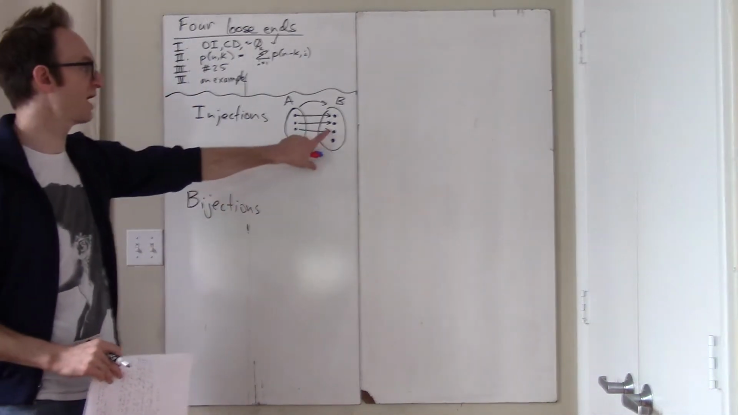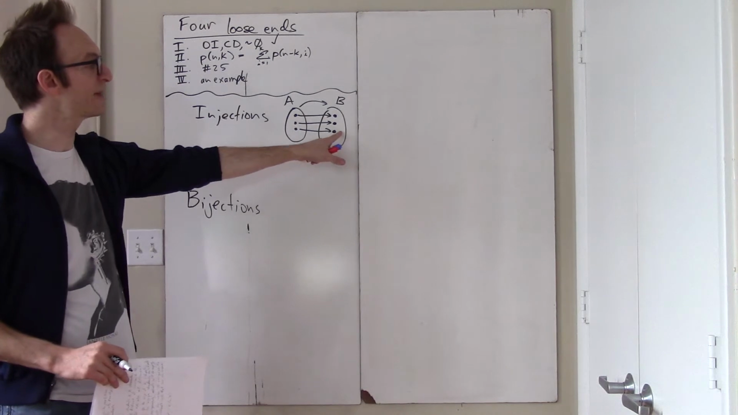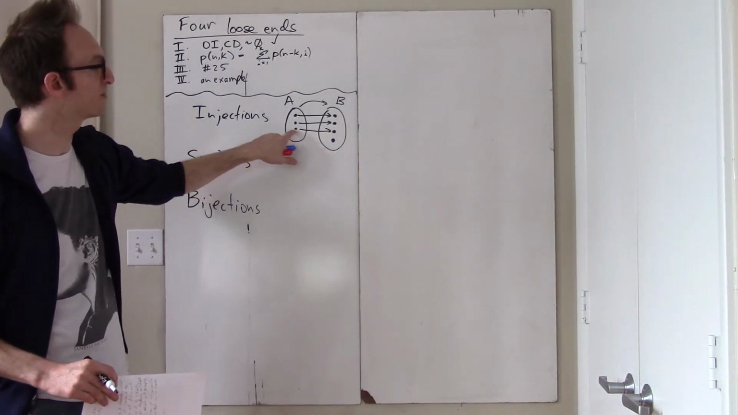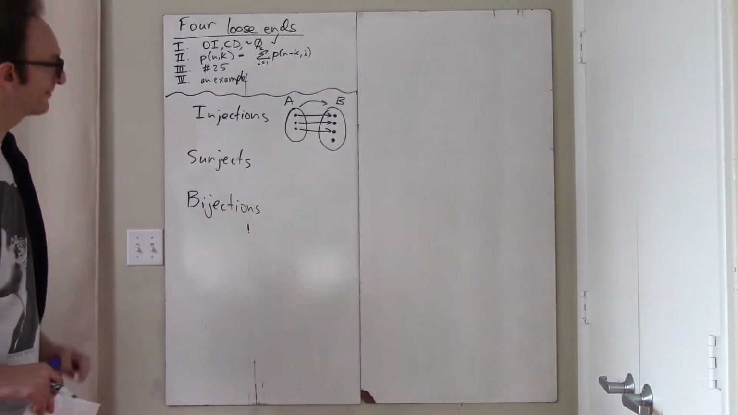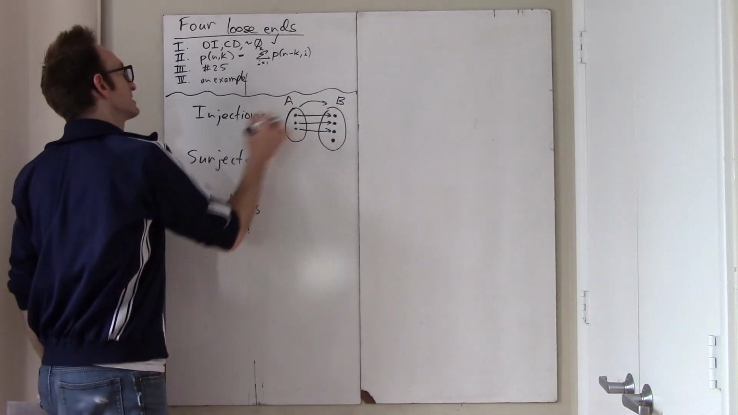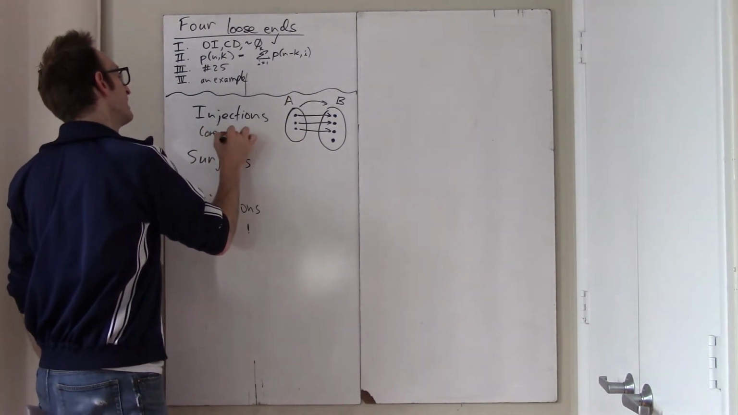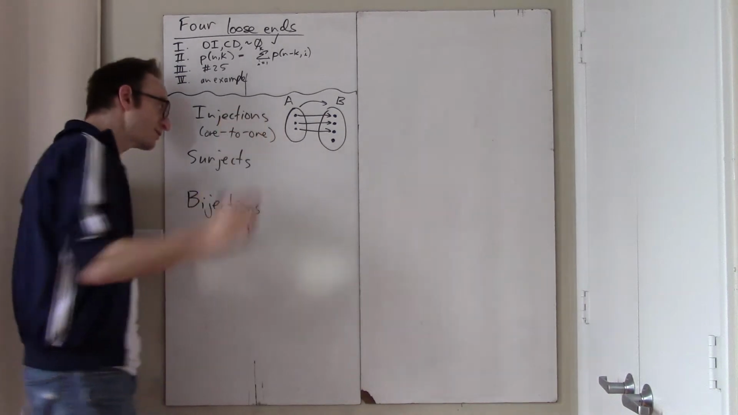It also has the property that for every element in the codomain, there's only one element in the domain which is pointing to it. This is what we sometimes call one-to-one. These are good math things to know if you don't already know.